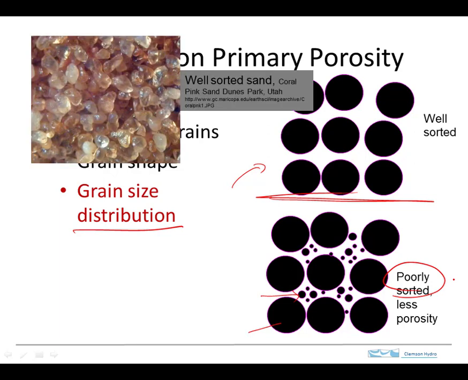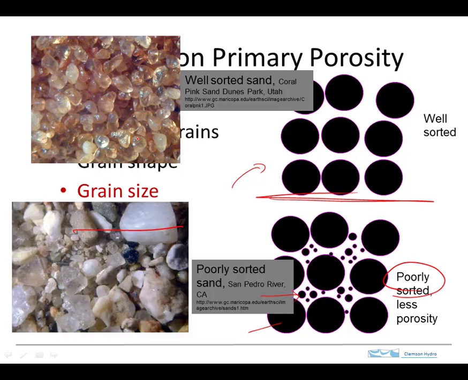So there's an example of a well sorted sand, and there's an example of a more poorly sorted sand, where you've got large grains, medium, smaller, and smaller yet.